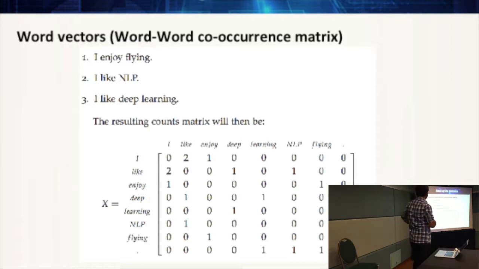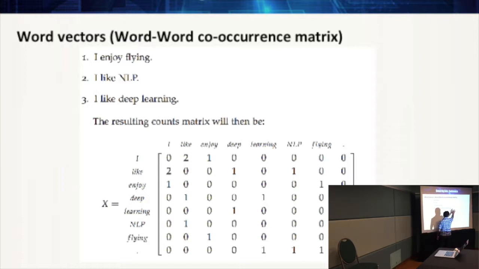Let's take an example. Let's say your entire corpus is three sentences: I enjoy flying, I like NLP, I like deep learning. And you want to create vectors for the words I, enjoy, like, deep, learning, NLP, flying. These are the unique words in this corpus, and you want a vector for each of them. In a one-hot vector method, what you would have done is, for I, if this is the entire unique vocab, 1, 2, 3, 4, 5, 6, 7.